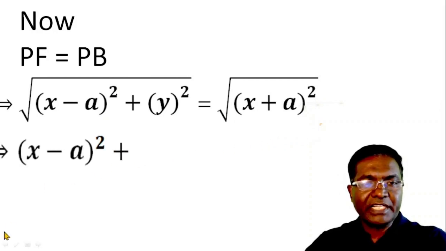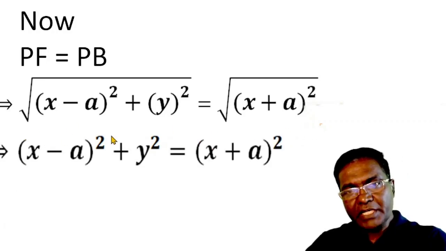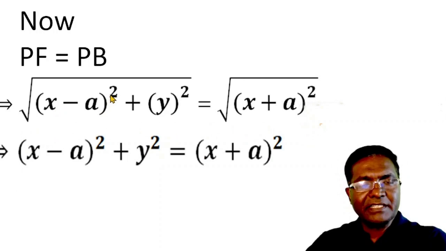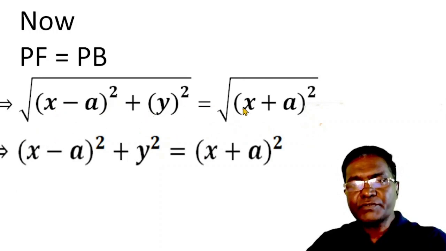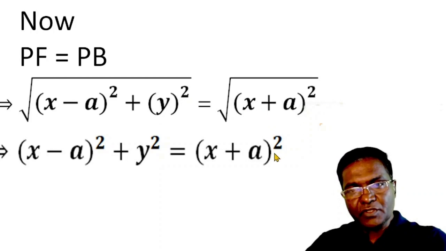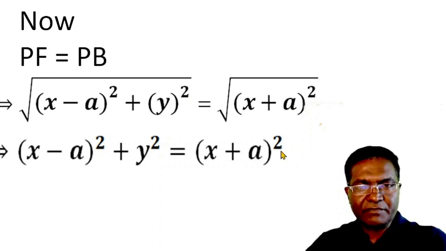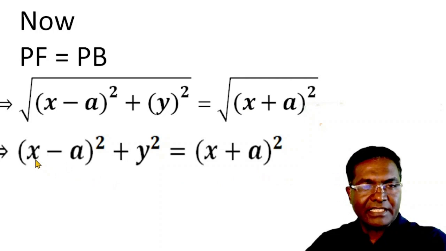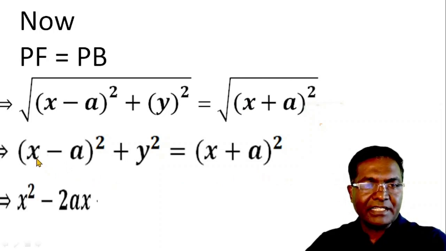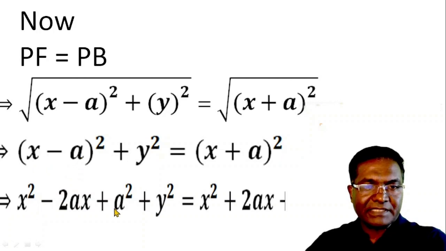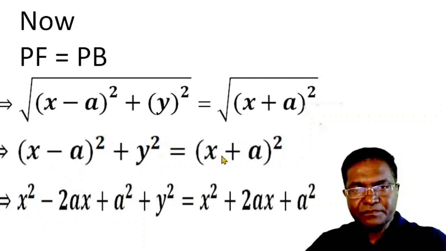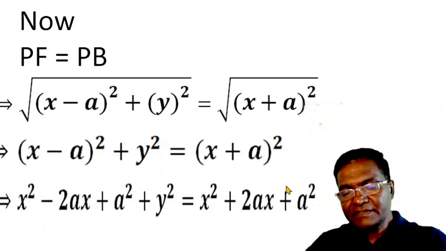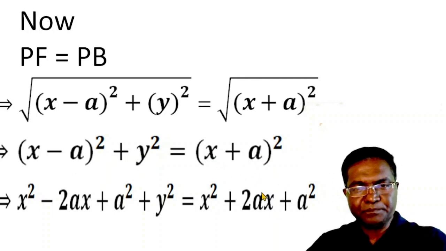Square on both sides to remove the root. So, squaring on both sides: (x minus a) whole square plus y square equals (x plus a) whole square. The root cancels, so you're left with this. Now expand using the a minus b whole square and a plus b whole square formulas. If you expand it, x square minus 2ax plus a square, and this y square as it is, equals x square plus 2ax plus a square. The a plus b whole square formula is a square plus 2ab plus b square.